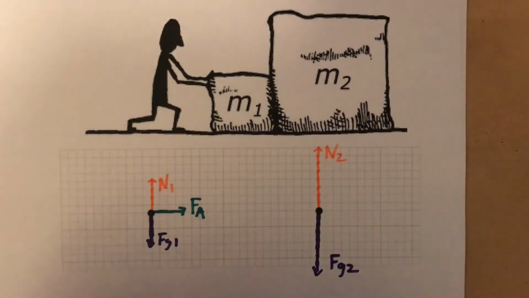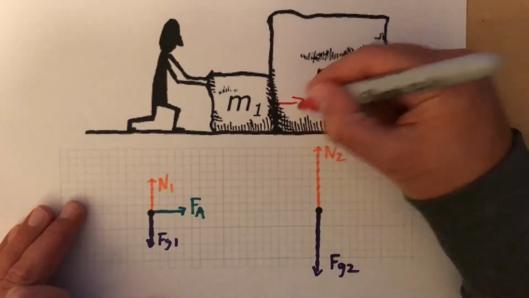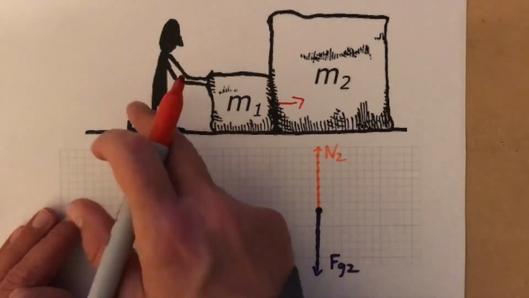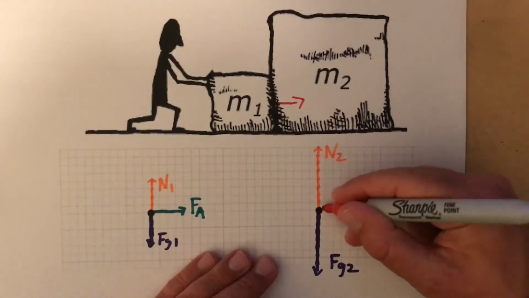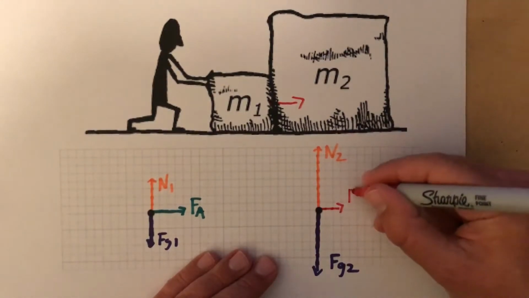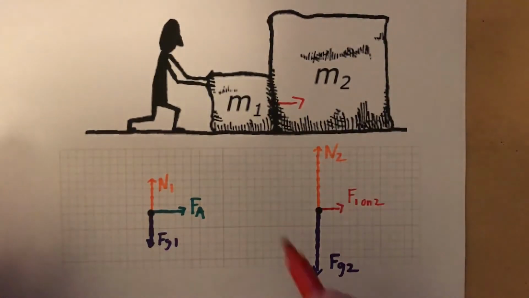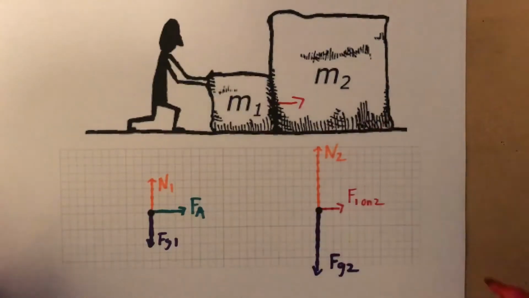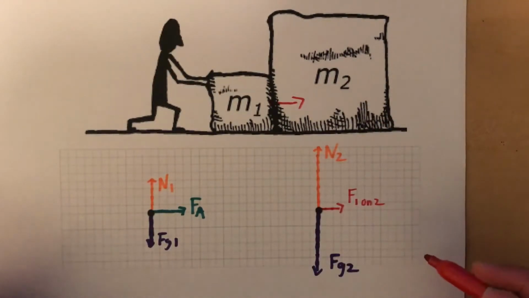So what is the force then on this one? What moves it forward? Well, block 1 pushes on block 2. So it's not the guy right here. So I'm going to draw it like this: 1, 2, 3. And I'm going to call this the force of 1 on 2. So block 1 pushes on block 2, and that's what moves it forward.